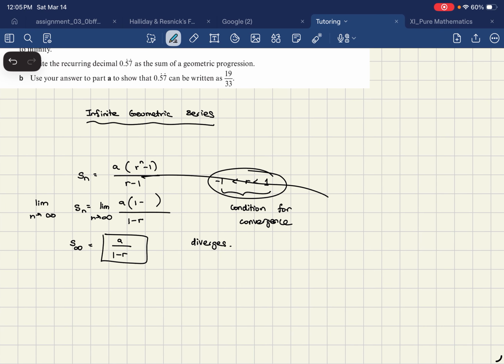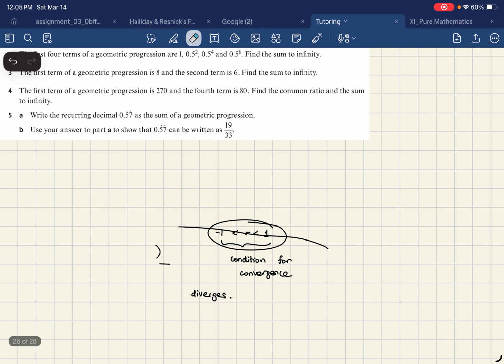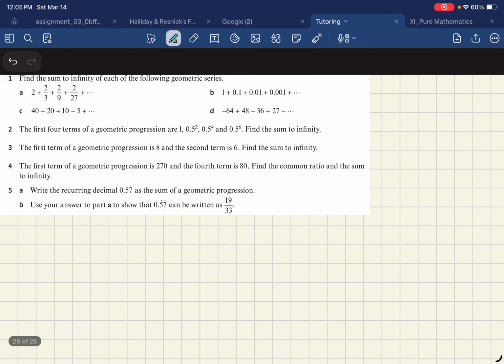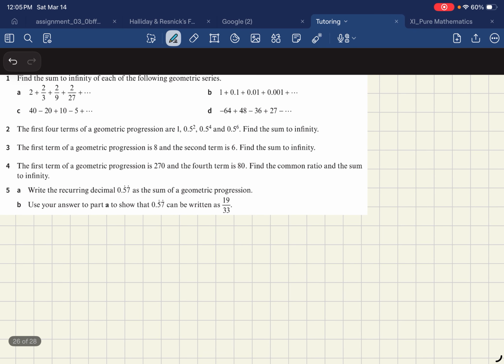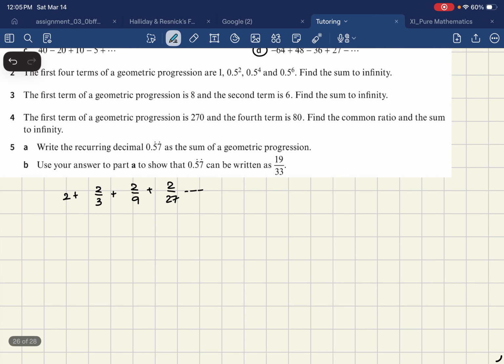All right, so now that we have the ideas down, let's do some questions. Question 1. I'm going to do A and D, and I'm going to leave B and C for you. A is 2 plus 2 over 3 plus 2 over 9 plus 2 over 27, and so on. So a, the first term, is 2, and our common ratio is 1 over 3. If you divide the second term by the first term, you get 1 over 3.